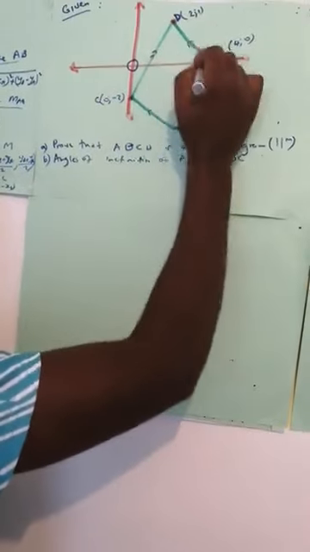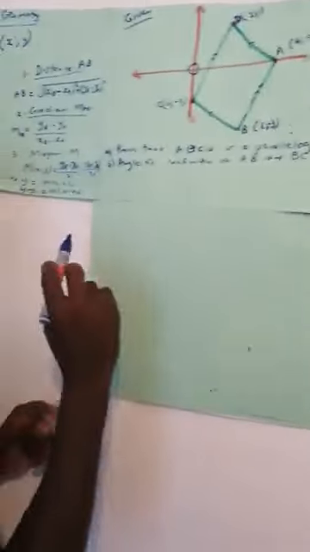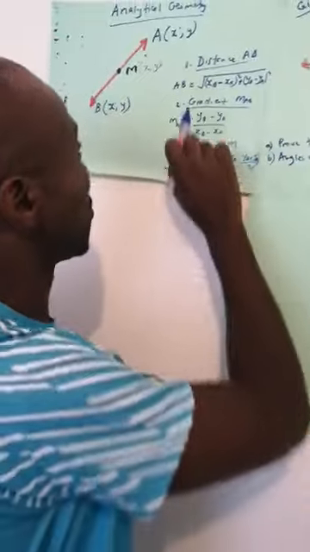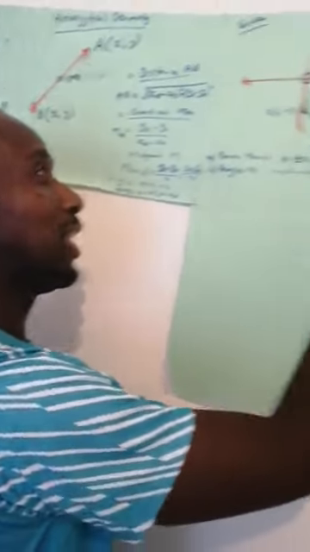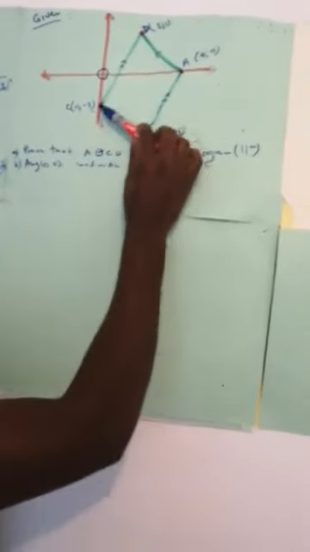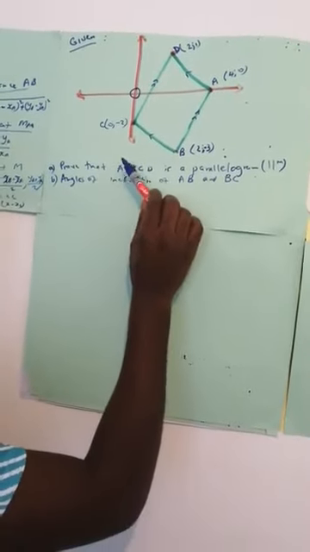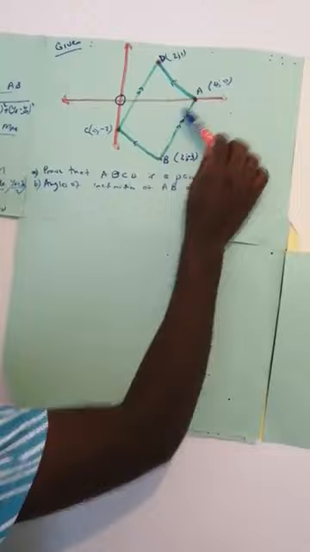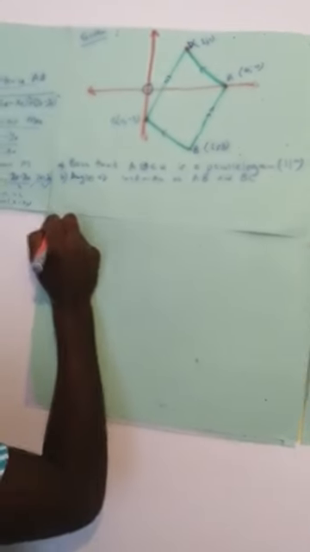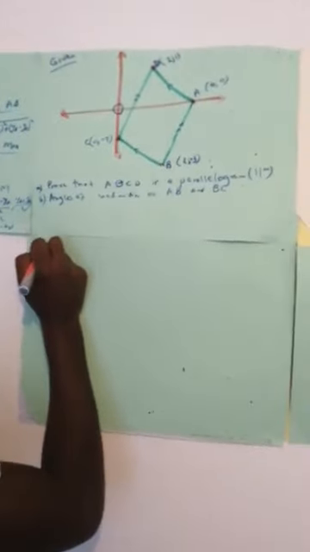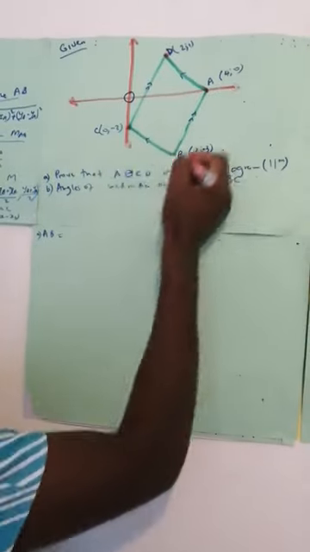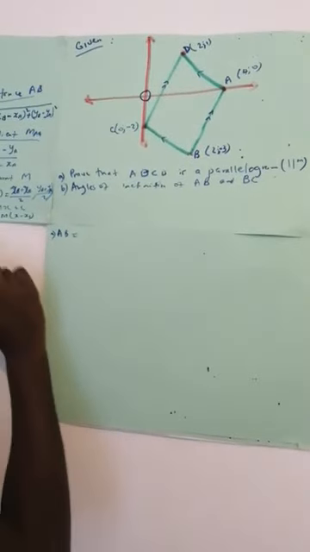How are we going to prove if these sides are equal? To calculate that, we must use the distance formula. We must calculate the distance for all the sides. Let us start with AB. Distance AB. How do you calculate AB?